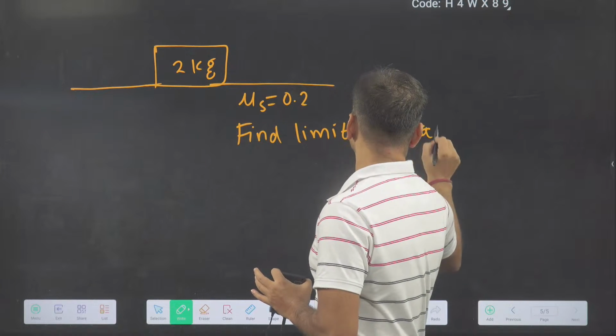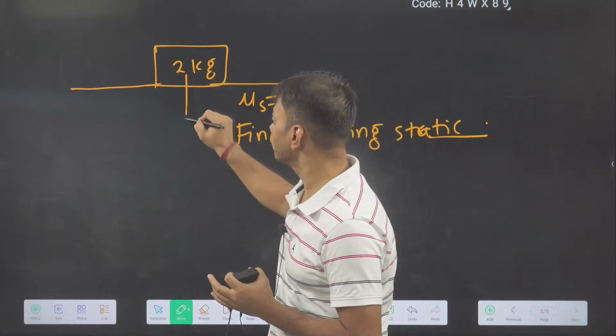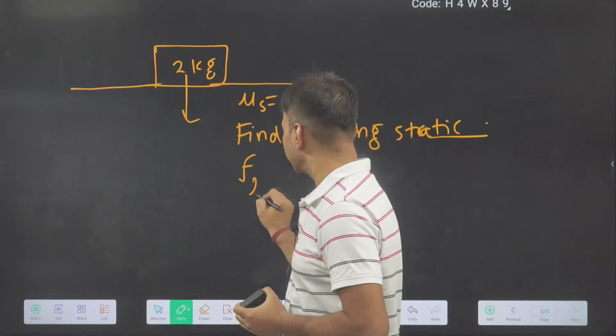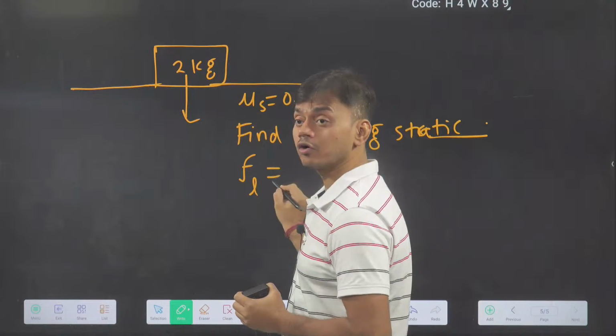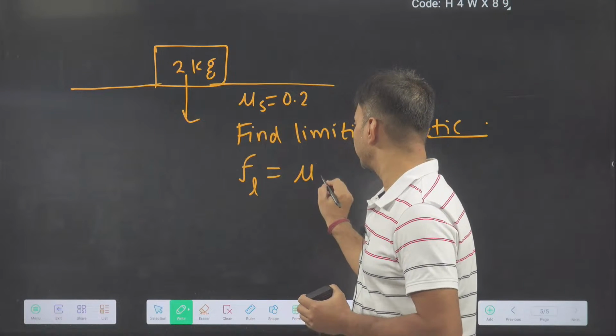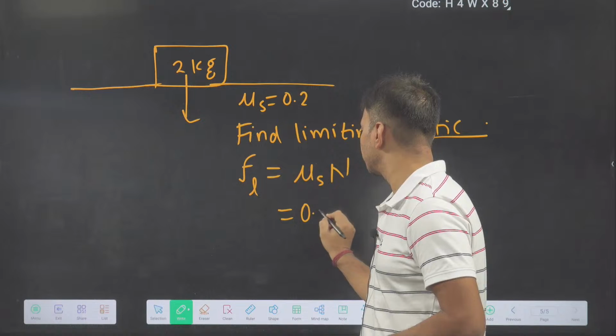Limiting static friction. How will you solve it? I am writing L for limiting static. In my mind, limiting static friction is mu s into N. Here mu s I gave you as 0.2.